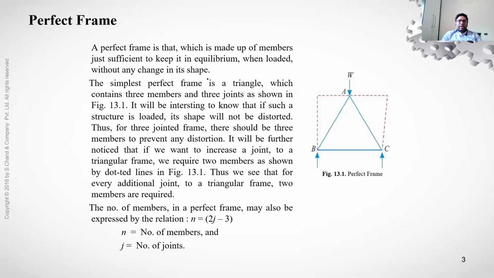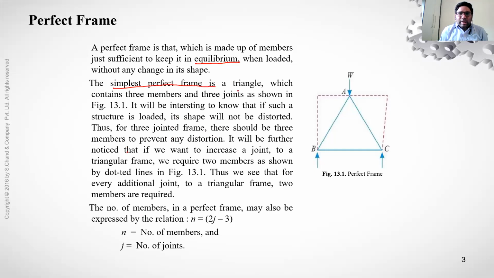Okay. So a perfect frame is one which is made up of members just enough to keep it in equilibrium. For all the members to be in equilibrium when it is loaded, that type of frame is called a perfect frame. So it will not change its shape. Whenever we apply a load, if it is not changing its shape and if it is in equilibrium condition, then it is called a perfect frame.